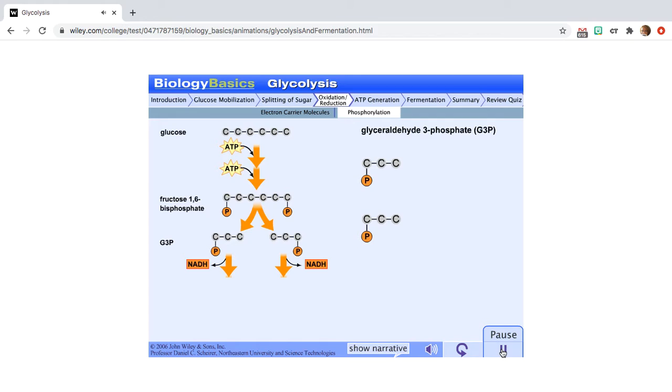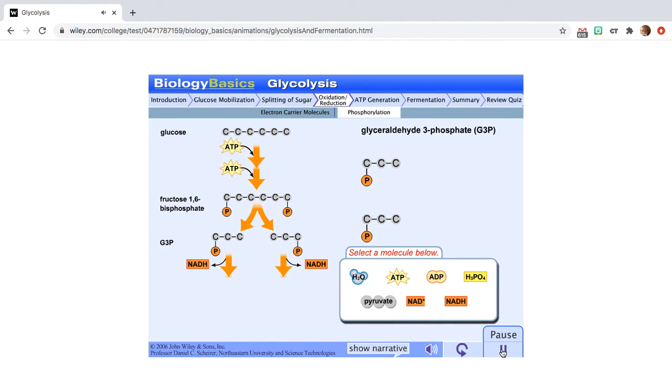As part of these oxidation-reduction reactions, an inorganic phosphate group is added to each G3P molecule. Choose the correct source of the inorganic phosphate and drag and drop it on the carbon at the end of the molecule that does not have a phosphate attached.